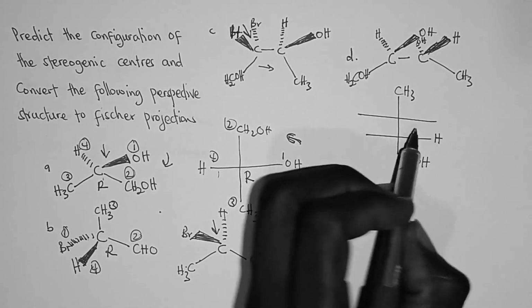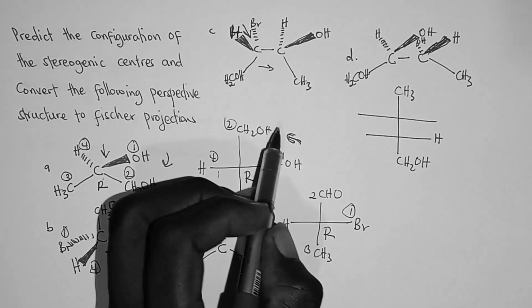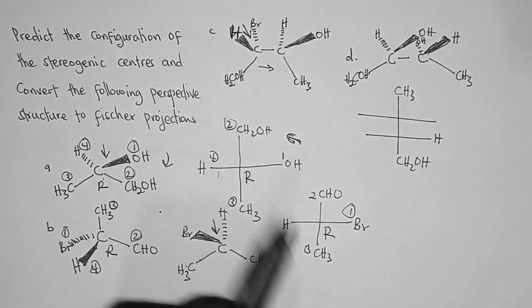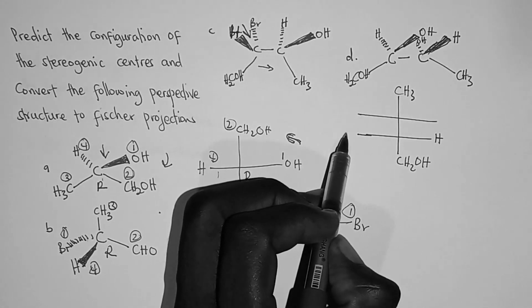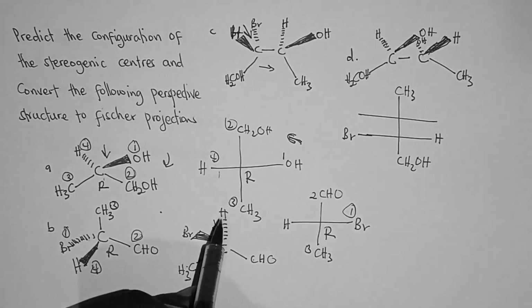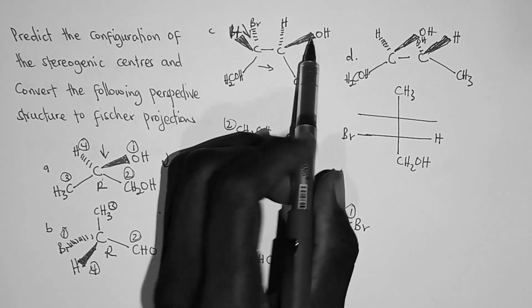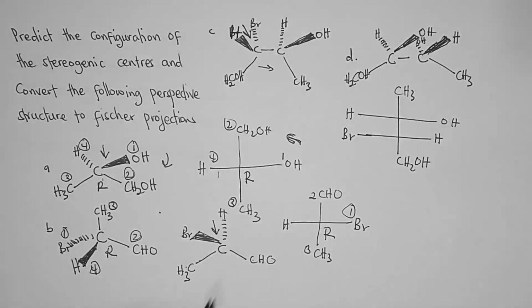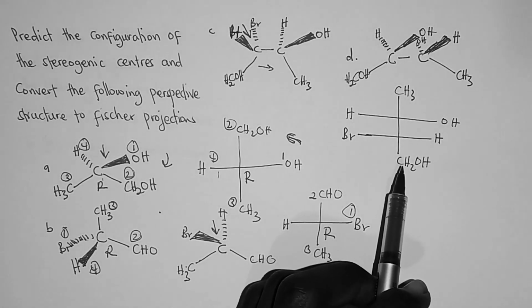So this proton is on the right. And then our left eye will be viewing this bromine. So the bromine is on the left. And then when we come here, our right eye will also be viewing an OH. And the left eye will be viewing this proton. So this is the Fischer projection.